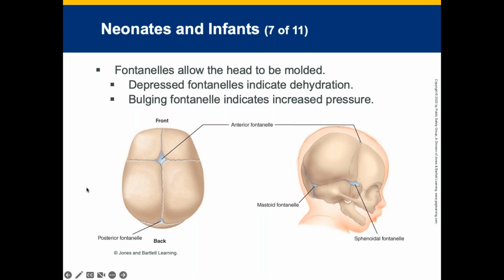Fontanelles allow for the head to be molded, right? There are 4 bones of the skull which eventually bind together and form suture joints, which we talked about before. We have 2 different fontanelles. The first one is the posterior fontanelle, which usually fuses by 3 months of age, and the anterior fontanelle, which usually fuses between 9 and 18 months of age.